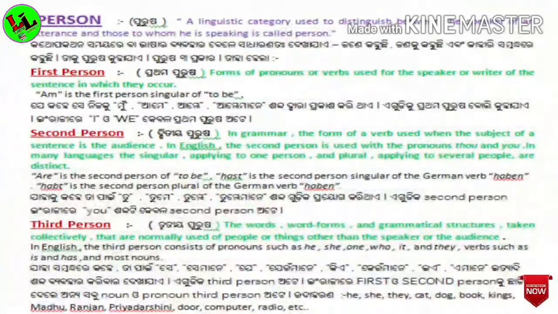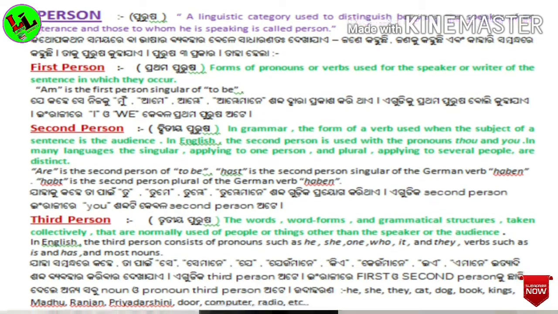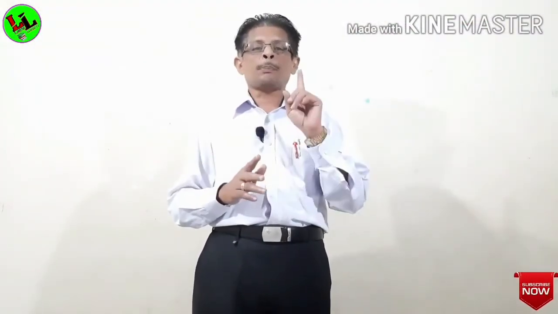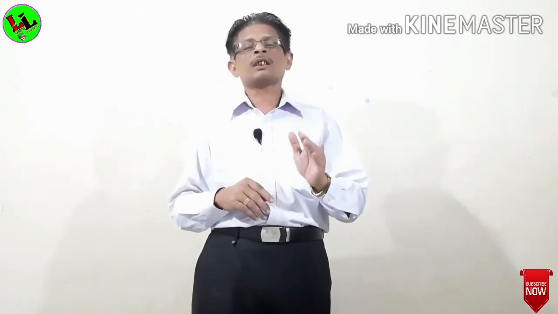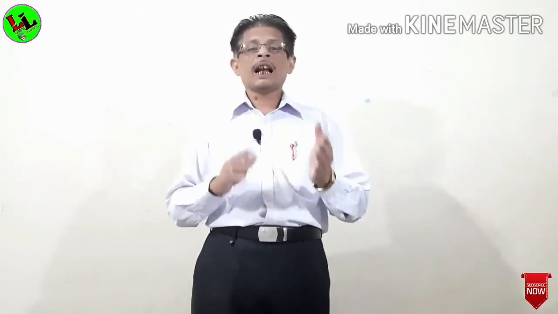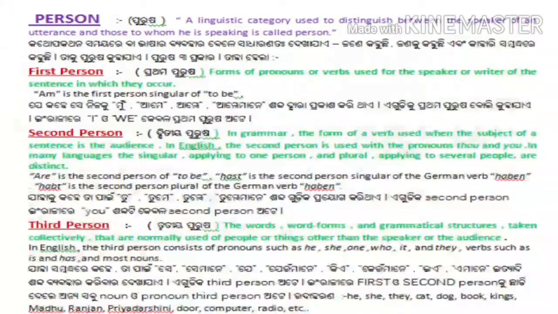Now you see, a linguistic category used to distinguish between the speaker of an utterance and those to whom he is speaking is called person. In English there are three persons. One is first person, the second is second person, and the third is the third person. Now we will see what is first person.